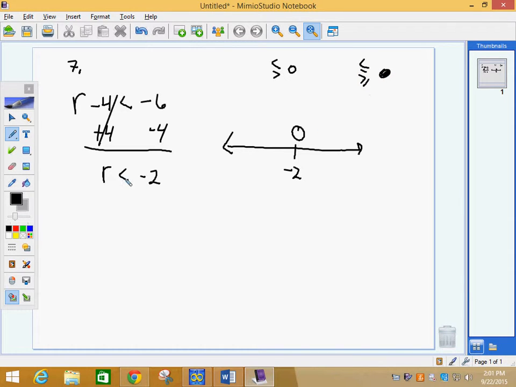So I have just a less than. When the variable is written on the left, r is less than -2, then the arrow in your graph will point the same way your inequality symbol is pointing. So my graph will point to the left the same way that my inequality symbol is pointing to the left. They match. In the future, if your variable is on the right hand side, your graph will point the opposite direction your inequality symbol is pointing.